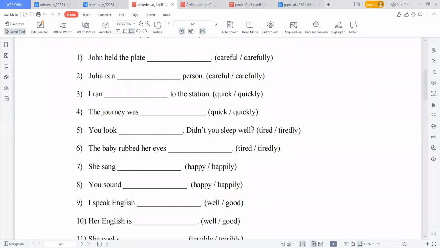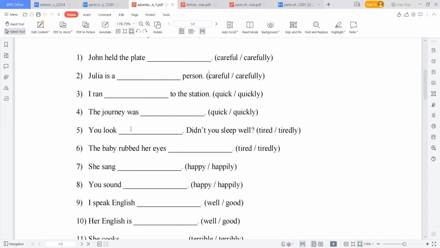You look dash. Didn't you sleep well? Tired. Why tired? Because that means the word describes you. Not tiredly. Look is a verb, so we need a word that describes you, not look. You look tired means you are tired. You seem to be tired. Look is a verb, no doubt in that. But you look tired means you are tired. That's why you're looking tired.